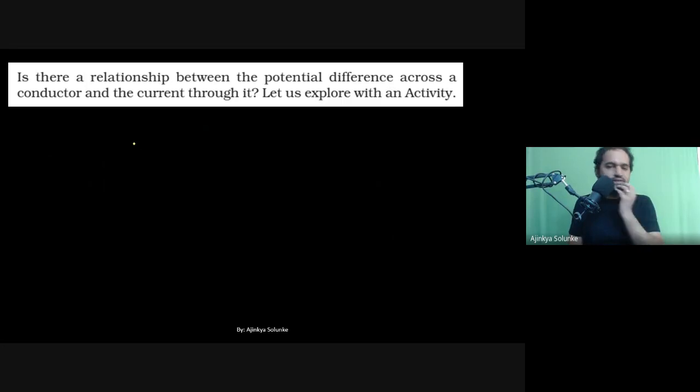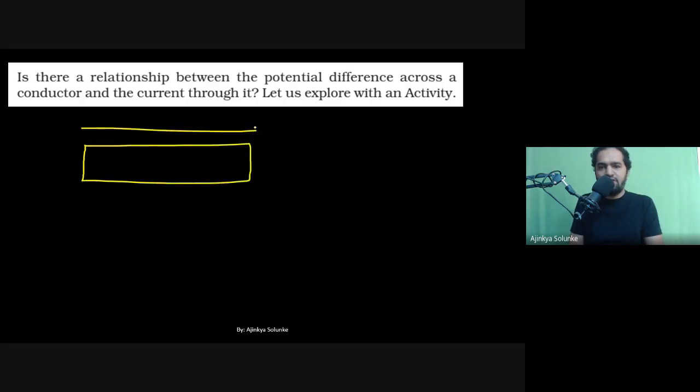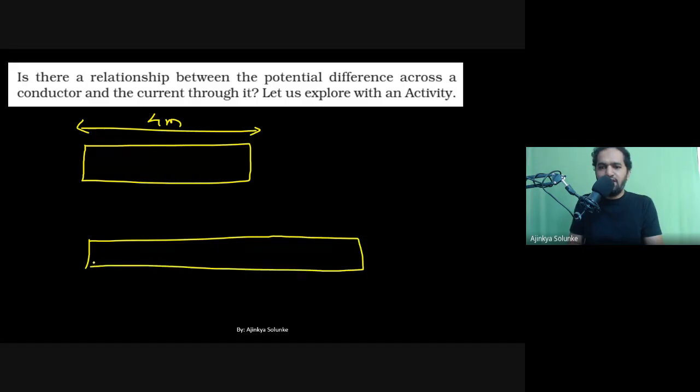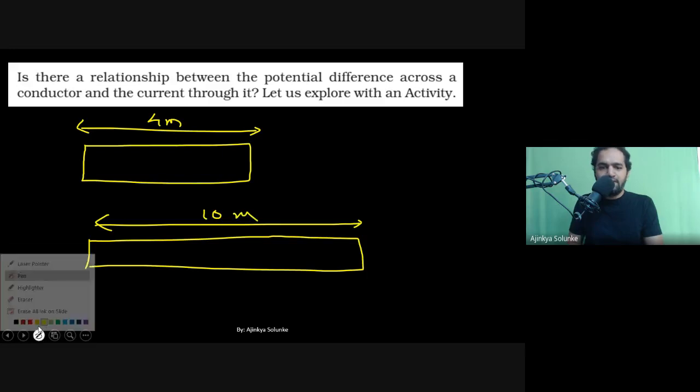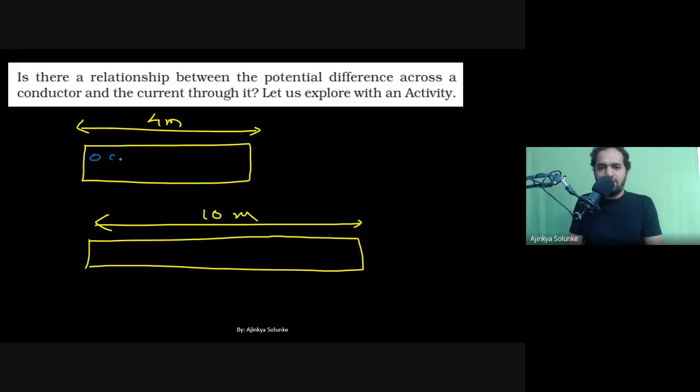Now, let us talk about this. Suppose I am saying that this is a material, and it has a length of, let's say, 4 meter. And let me again have a wire which has a length of, suppose, 10 meter. Can I say that whatever atoms the 4 meter wire has, the 10 meter wire will have more atoms? If you are talking in terms of length, 10 meter will have more atoms and 4 meter will have fewer atoms. Agreed?